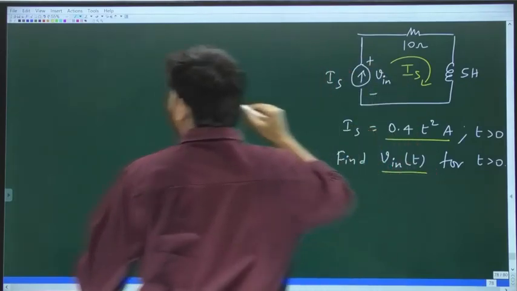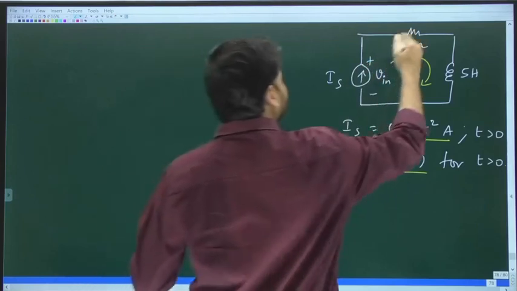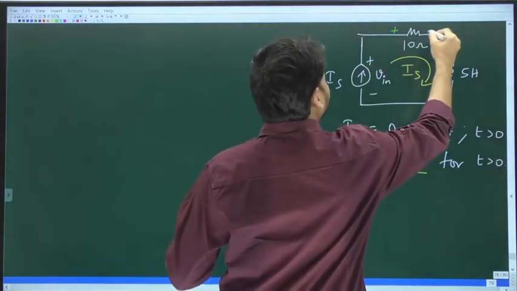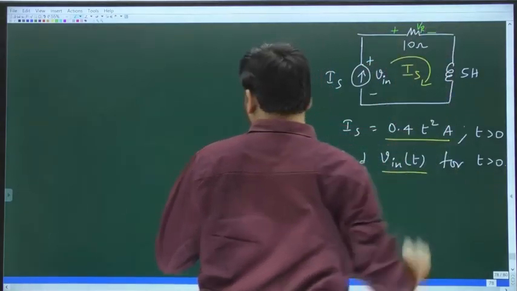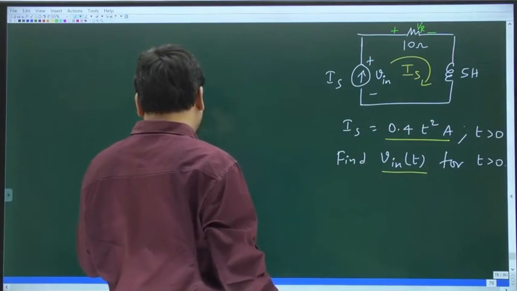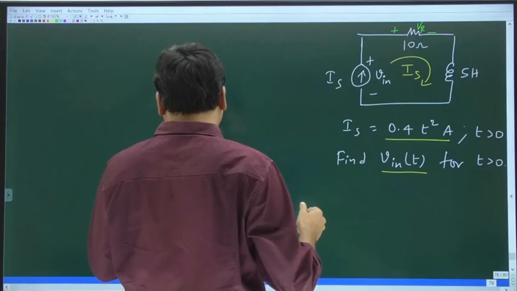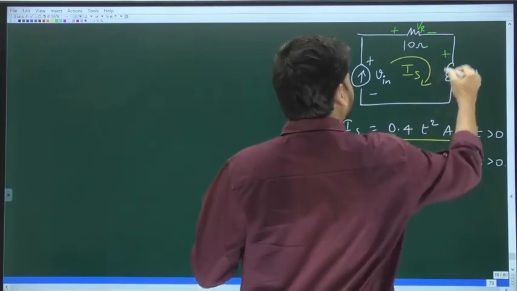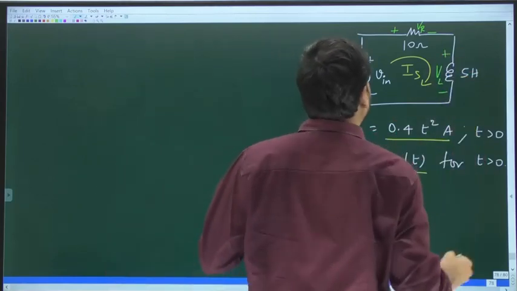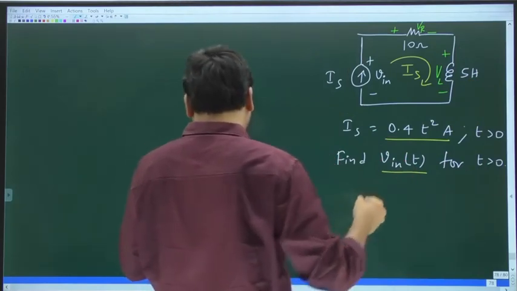Now this V_in of t, let's say the voltage across the resistor is V_R, and let us say the voltage across the inductor is V_L.